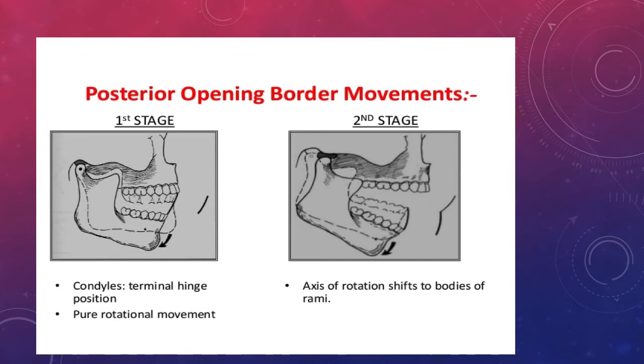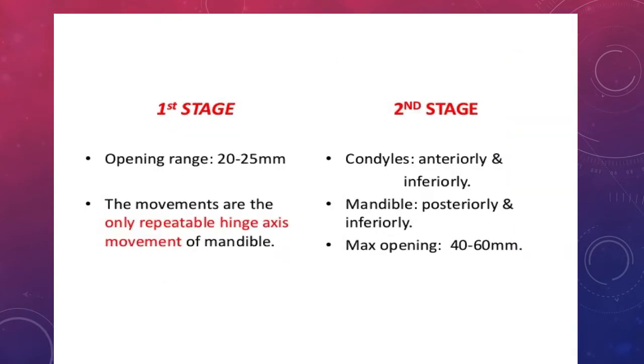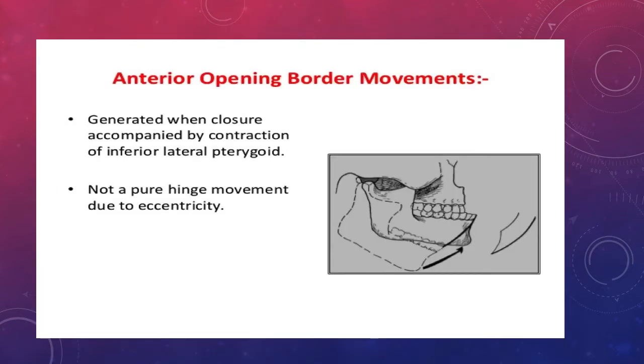Posterior opening border movements: the first stage is the condylar terminal hinge, posterior, a pure rotation movement, and in the second stage the axis of rotation shifts to the bodies of the rami. In the first stage the opening range is 25 millimeters, and the movement is the only repeatable hinge axis movement of the mandible. In the second stage the condyle moves anteriorly and inferiorly, the mandible moves posteriorly and inferiorly, with maximum opening 13-16.